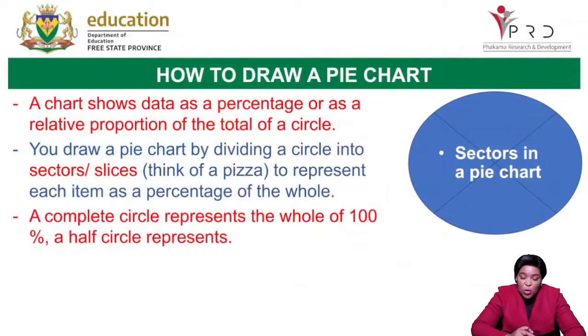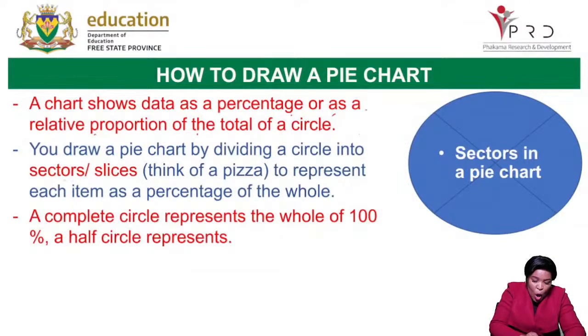Now, this is where most of you are also losing marks: how to draw a pie chart. A pie chart shows data as a percentage or as a relative proportion of the total of a circle, meaning in the 360 degrees, what will be the proportion of a particular data. Then you must divide that into sectors. You draw a pie chart by dividing a circle into sectors or slices. You can think of a pizza to represent each item.